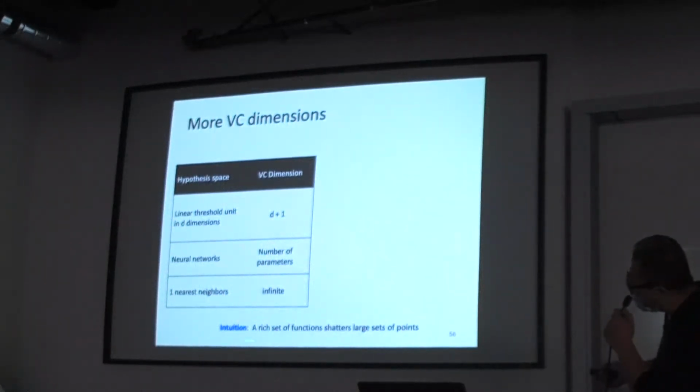But anyway, the intuition here is that a rich set of functions shatters a large set of points. You can view it as, as long as I have a rich set of functions in my hypothesis space, I can expect my hypothesis space has a larger VC dimension.